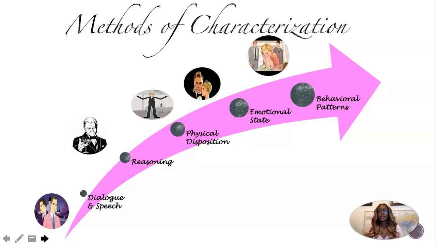Another method of characterization, a way in which an author will reveal or introduce a character to us, is through their physical disposition. How do they carry themselves? Their physical description: what do they look like? And then their feelings, their emotional state, their temperament. What is that like? All of those things are considered when developing a character. And last but of course not least would be their pattern of behavior. What do they do? What are their actions? These are the methods of characterization that an author uses to develop a fictional individual.